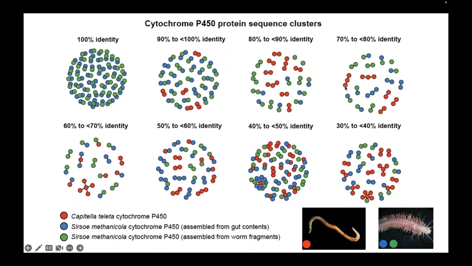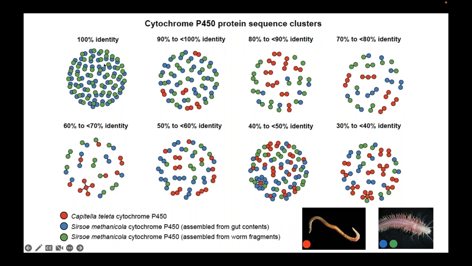So I downloaded the protein sequences of cytochrome P450 proteins from Capitella teleta and searched them against the ice worm metagenomes. Using this method, I identified 52 protein sequences in the ice worm that were homologous to cytochrome P450 protein sequences in Capitella teleta at various percentage identity. The figure here shows the clusters of sequences that are related to P450 proteins from either Capitella teleta, which is shown in red circles, the ice worm gut contents, which are shown in blue circles, and the ice worm fragments, which are shown in green circles.